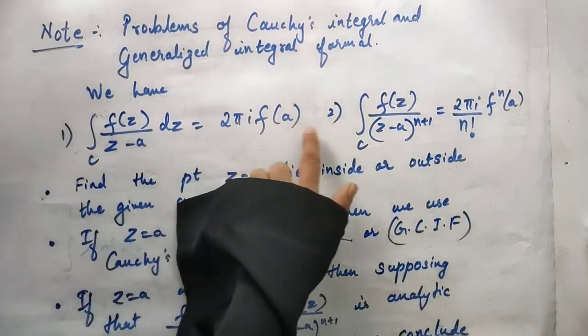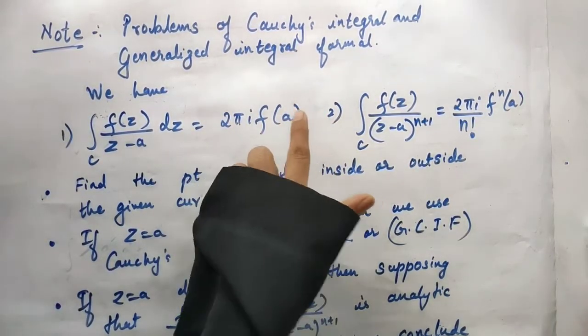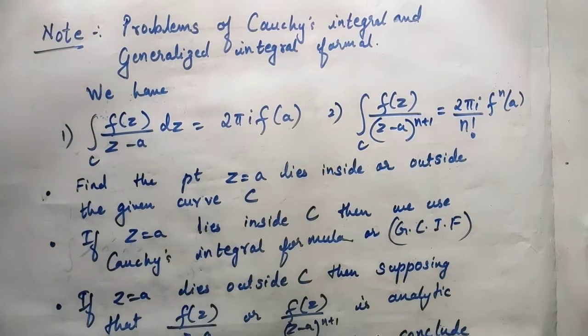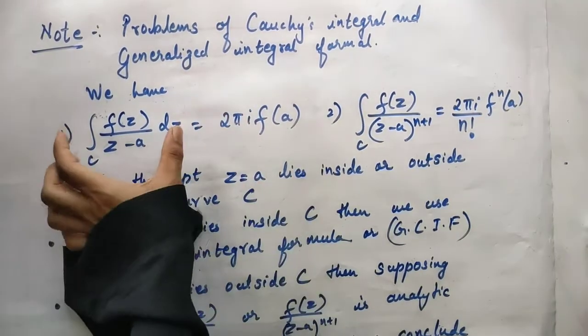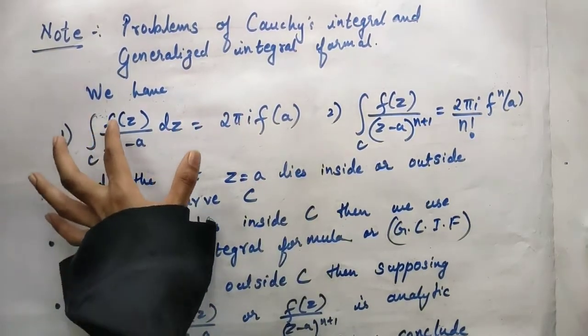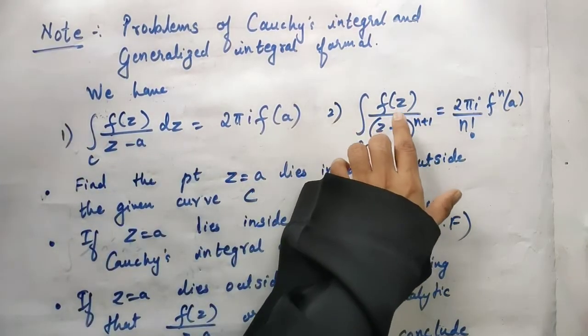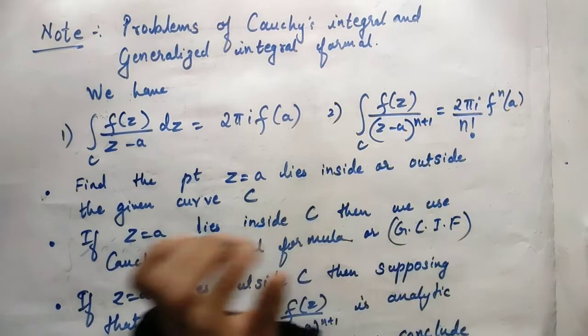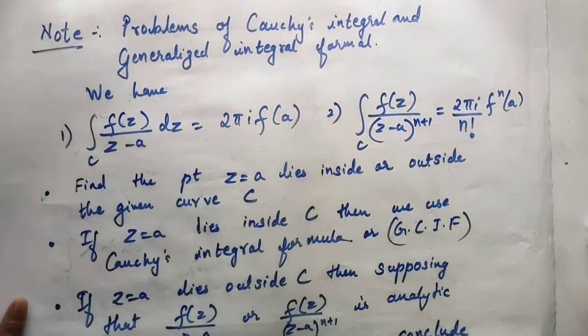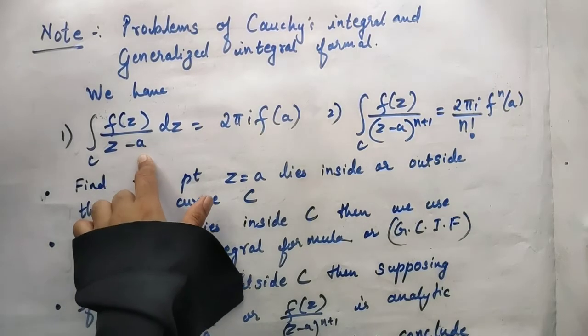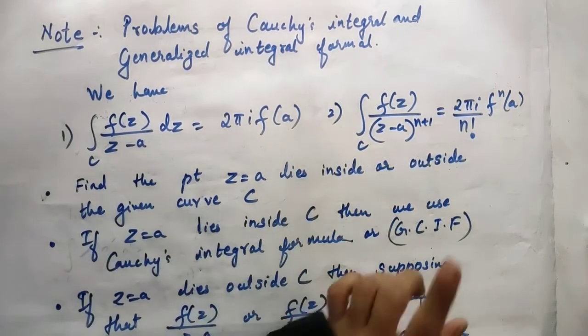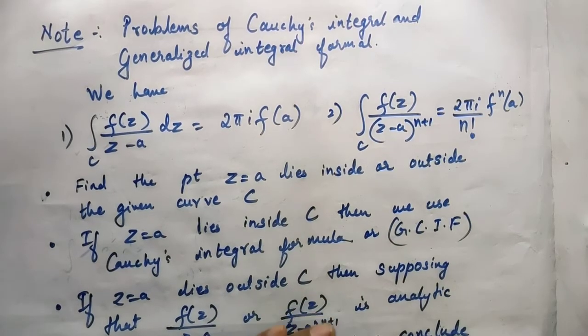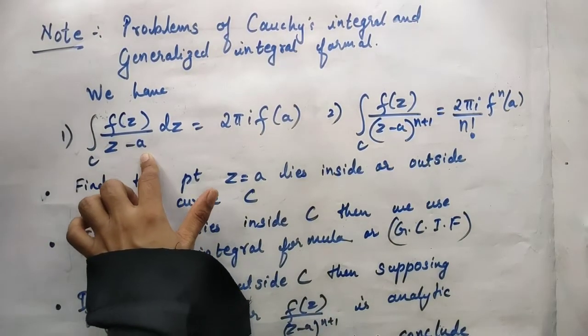If it is so, then only the value of this integral will be given like this; or else if it is outside the curve c, then we directly conclude that it is 0. So the main point you have to remember while solving: you may be asked to work out the integral over the curve c of f of z divided by z minus a dz, or the integral over the curve c of f of z divided by z minus a to the power n plus 1. a can be anything, n can be anything, and the curve c can be any curve which we don't know. So we have to first check whether this point a, z is equal to a, is lying inside or outside the curve c. First and foremost, we have to find out the point a and where it is sitting.